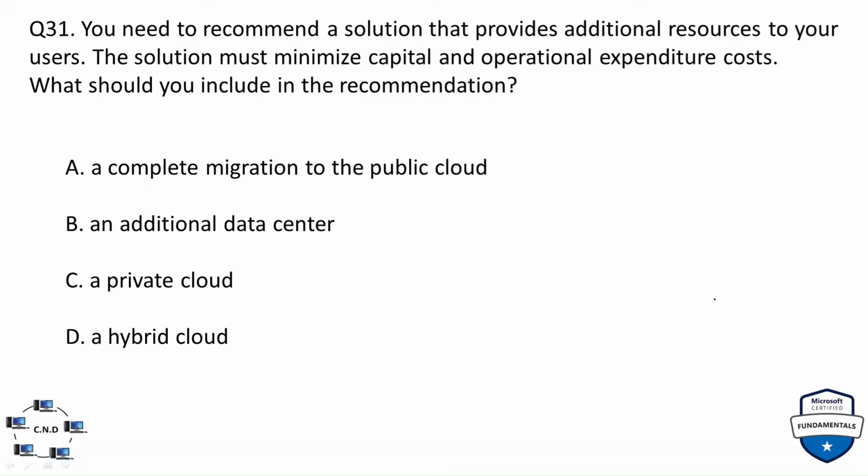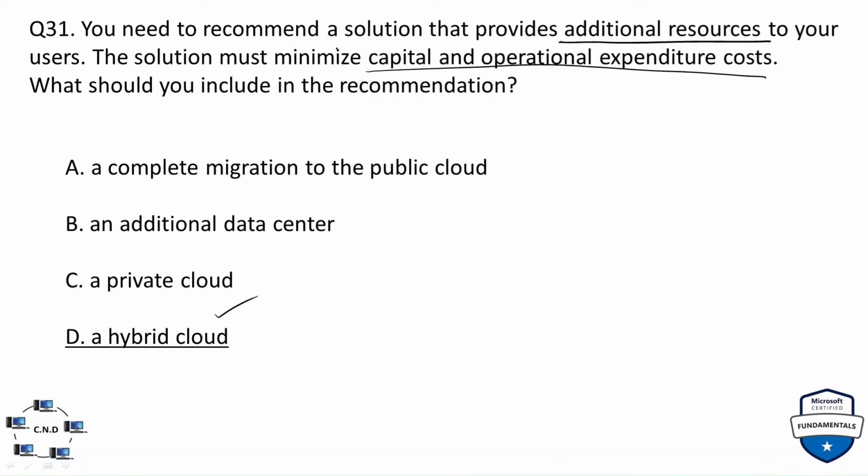So question number 31 is that you need to recommend a solution that provides additional resources to your users. The solution must minimize capital and operational expenditure costs. What should you include in the recommendation? And the options are: A, a complete migration to the cloud. Option B, an additional data center. Option C, a private cloud. And option D, a hybrid cloud. And the correct answer is a hybrid cloud.